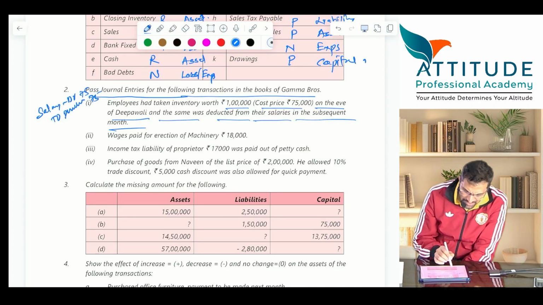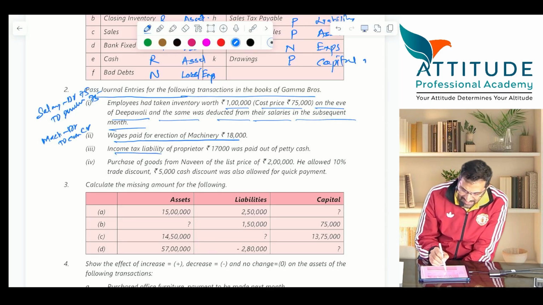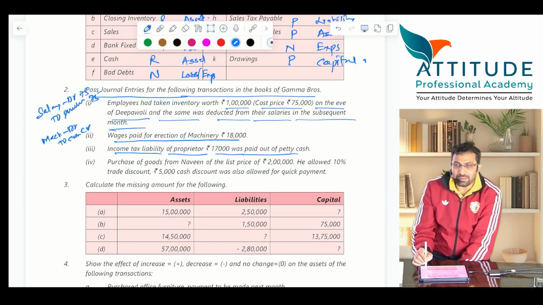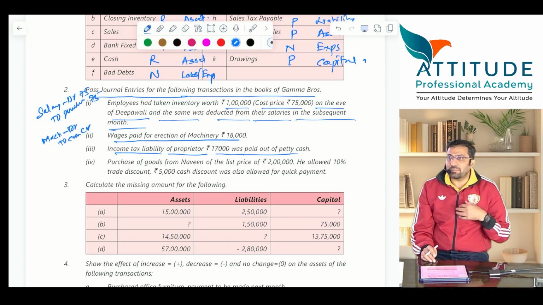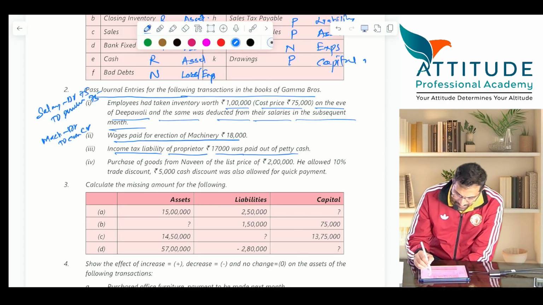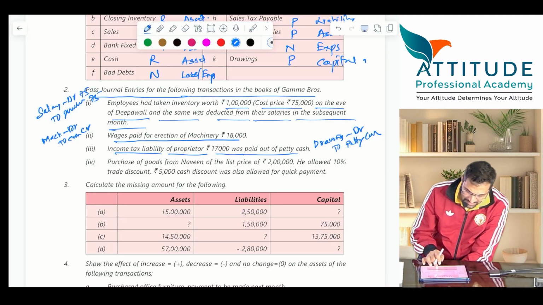So salary to purchases. Now tell me, wages paid for erection of machinery. Entry: wages account debit or machinery account debit? Machinery account debit to cash credit. Is that clear? Then income tax liability of the proprietor is 17,000, paid out of petty cash. Income tax liability of the proprietor is a personal expense. Drawings account debit to petty cash, 17,000. Is that clear? Next.